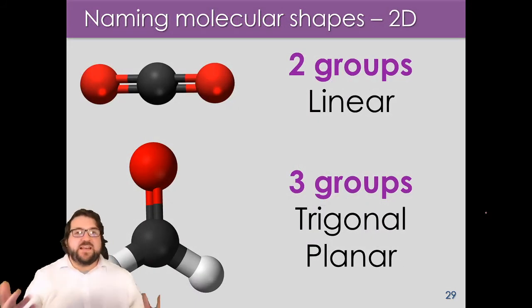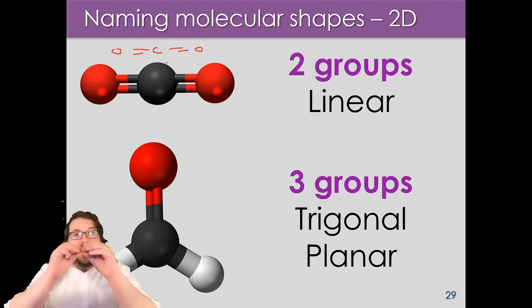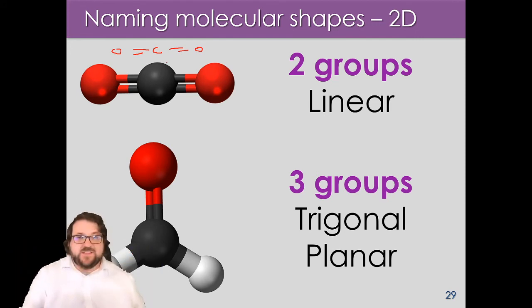So finally, we just need to name a few shapes here. The first couple aren't too bad. So at the top there, what we've got is carbon dioxide. We've got CO2. Remember, carbon is represented with black there. So that one is a linear molecule. It's just a straight line, just like a pen.